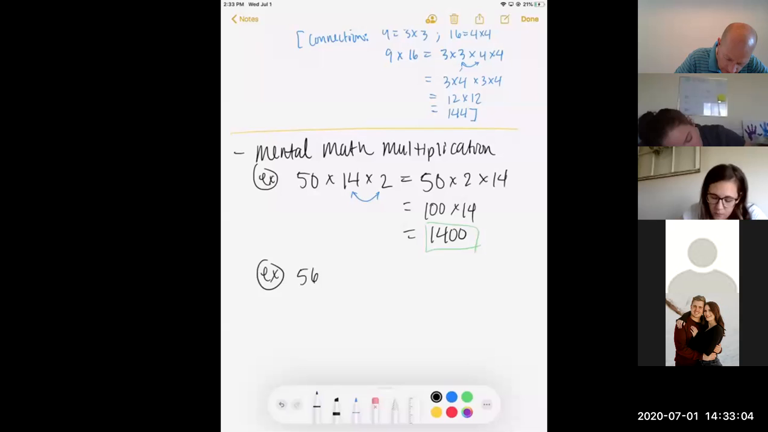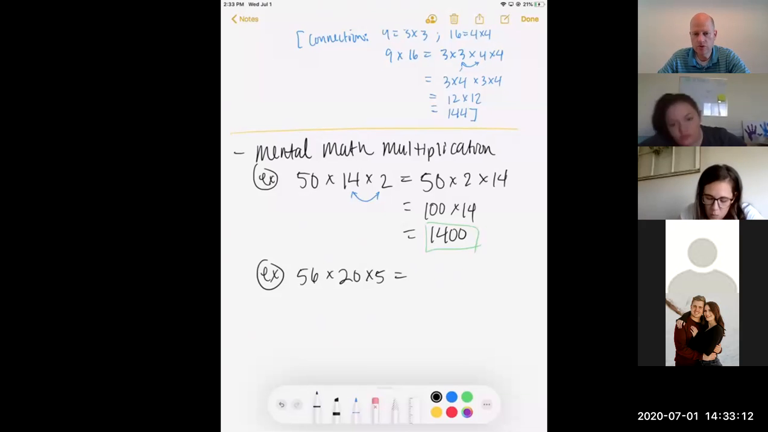56 times 20 times 5. Okay. Notice that I'm writing the problem on one side, setting it equal to my first step, and doing my subsequent steps below. Okay, so I want you to do that on your homework to keep it straight. So even though I'm doing all this in my head, I need to show in my work, homework, and tests what steps I'm taking.